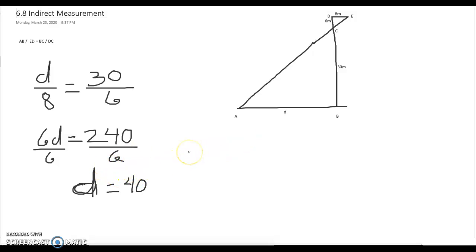So that's pretty much what you're going to do when you're trying to solve indirect measurements. You just got to make sure you set up your equation correctly and then use the cross product rule.